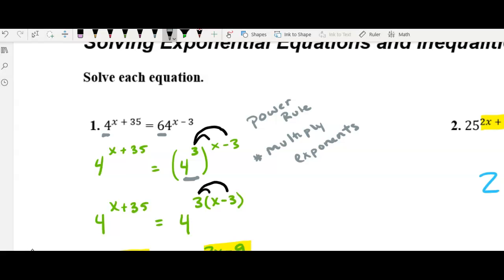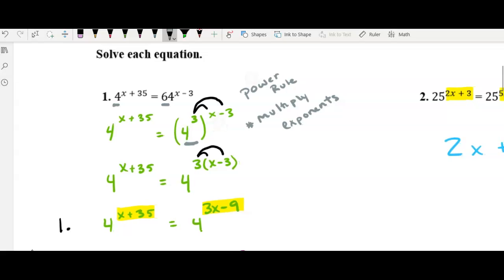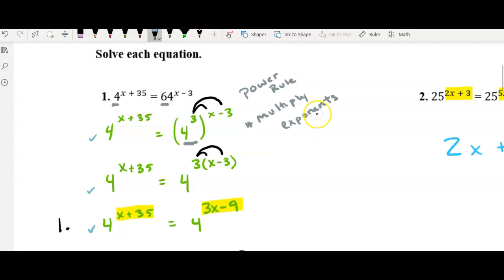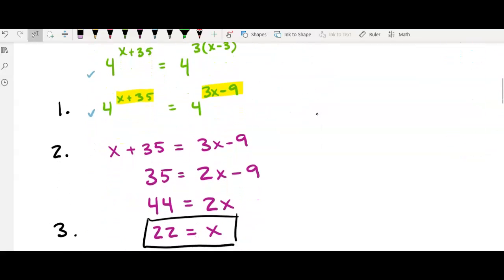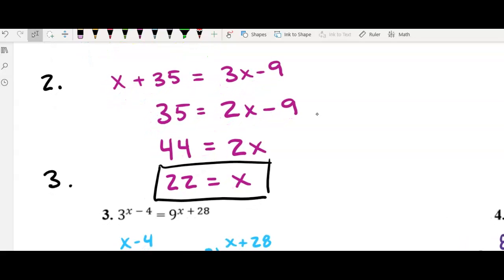So that 3 gets multiplied by x minus 3, so we distribute the 3. So I have 4 raised to the x plus 35. This side hasn't changed at all yet. That's just come down. Here I changed the base and multiplied the exponents. So now I'm going to set the exponents equal to each other, step 2, and then solve.